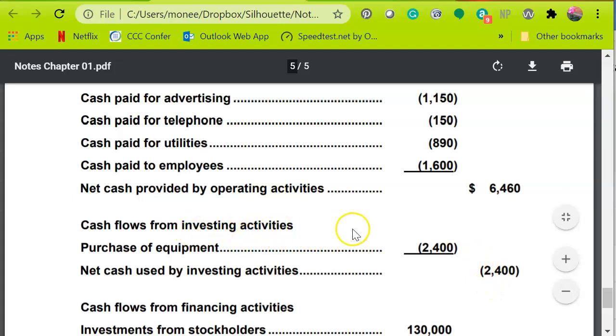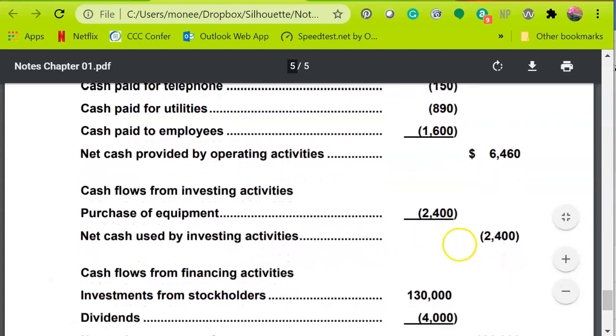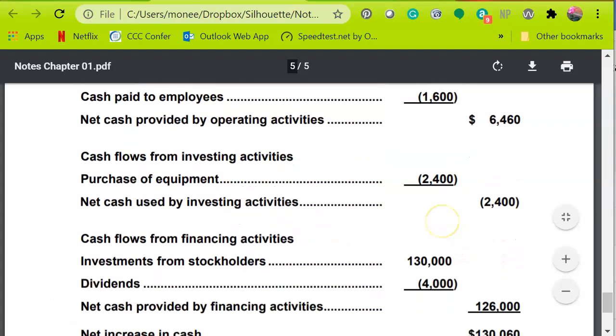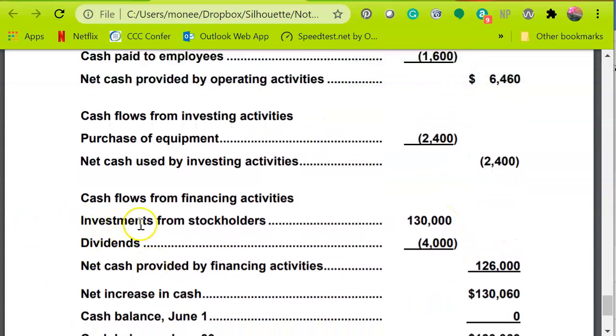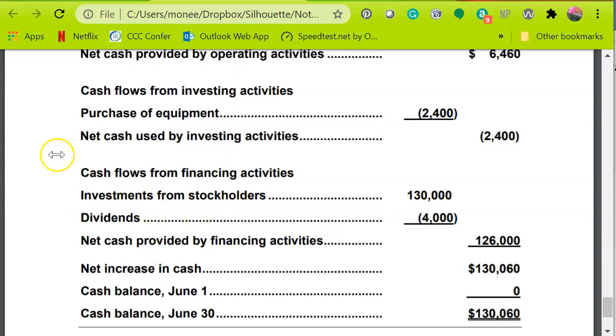Here there's only one investing activity. It happens to be negative. That means it's causing the cash to go down. The third section of the cash flow statement is cash flows from financing activities. We have some investment by stockholders, meaning shareholders paid in capital to become owners of this corporation. So it makes sense that our cash increases by the amount of that investment.